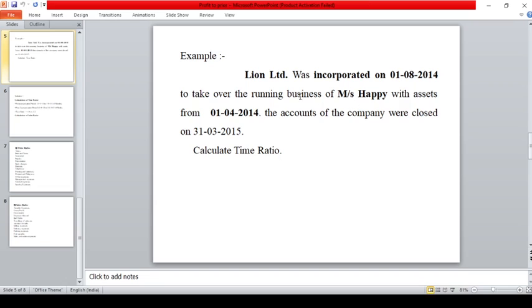On which day was the Happy company acquired by the Lion company? On 1st August 2014. So on this date the company is incorporated. Company is incorporated, it means what? Before this 1st August, whatever months are there, it starts from April, May, June, July. And in the month of August it is incorporated. Before incorporation how many months are there? 4 months are there, and after incorporation up to the close there will be 8 months. So with the help of this information we have to calculate the time ratio.